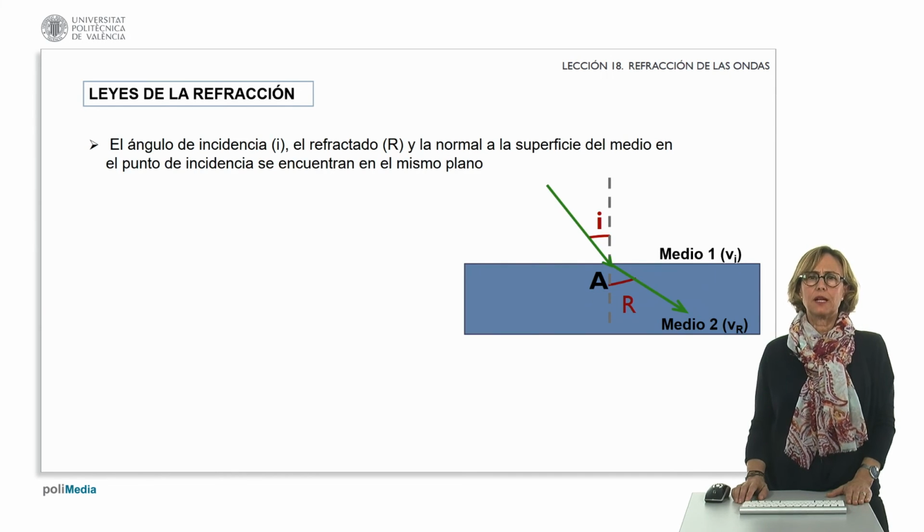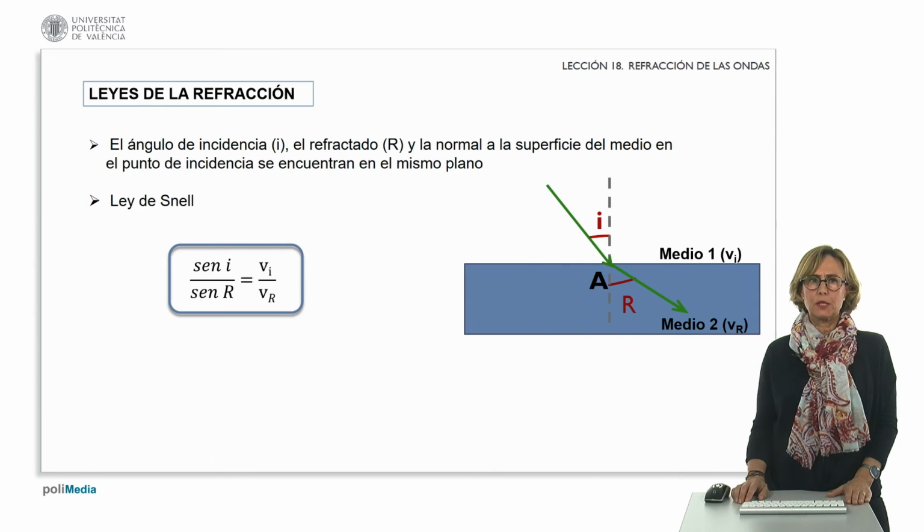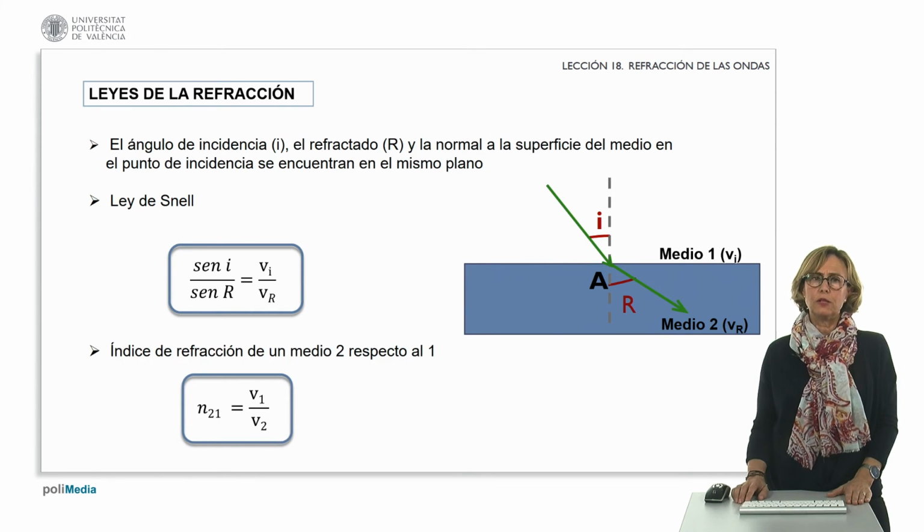Now, what are the laws of refraction? First of all, the angle of incidence, the refracted angle and the normal to the surface at the point of incidence are in the same plane. Secondly, Snell's law, which gives us a relationship between the angles of incidence and refraction and the velocities of propagation in these media. And finally, the index of refraction, which is a parameter, in this case the relative refractive index of medium 2 with respect to medium 1, and can be expressed as a function of the ratio of the velocities between medium 1 and medium 2.